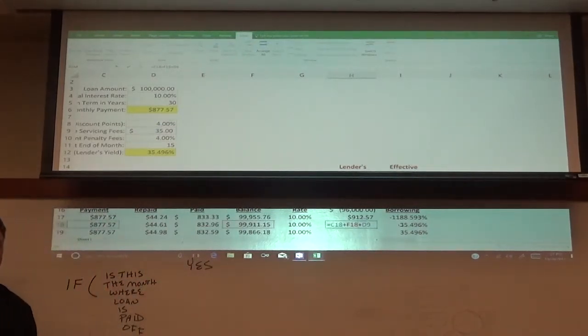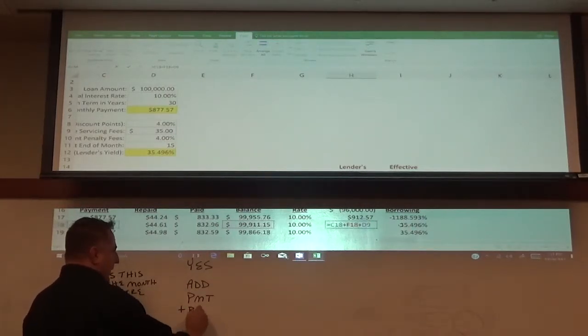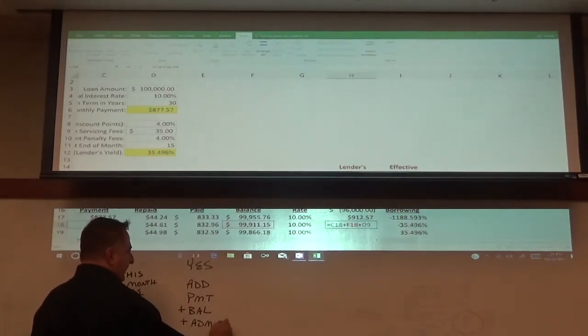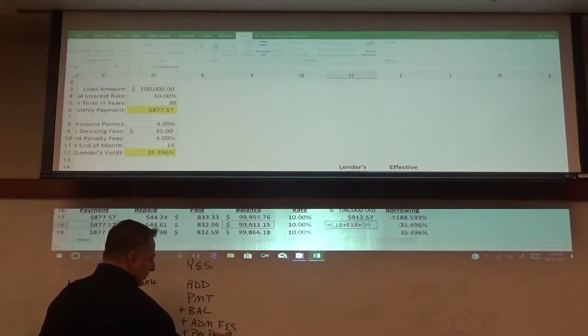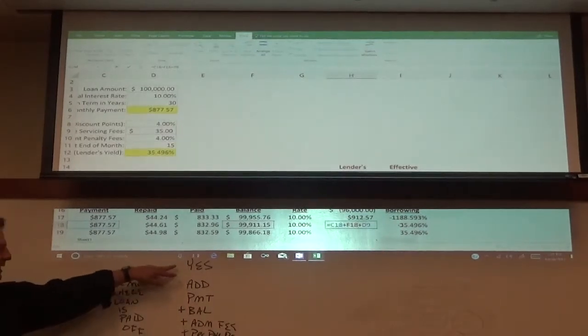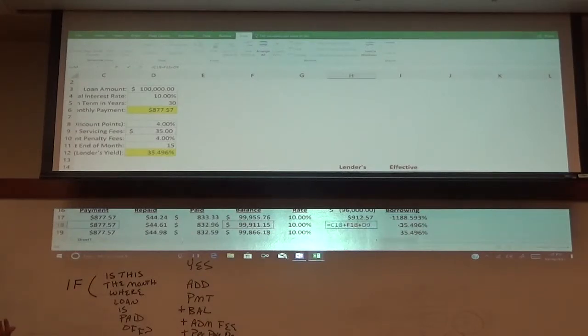what do we want Excel to do? Calculate our balance? We want to basically add our payment plus our balance plus admin fee and prepayment penalty, if there are any. Okay? That's what we want to have happen in that cell if the answer to this question is yes. Does that make sense conceptually?